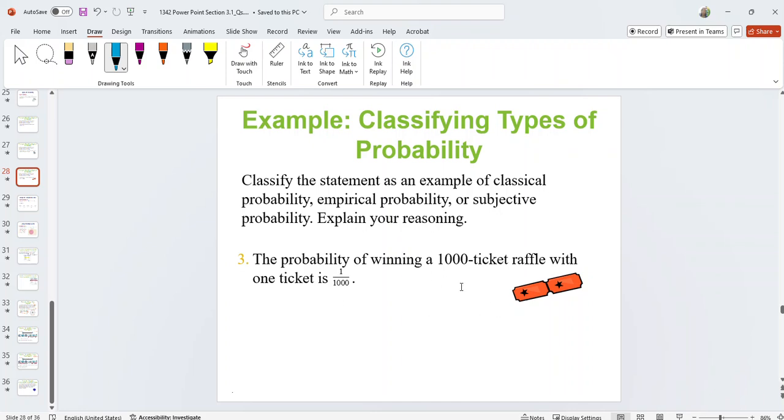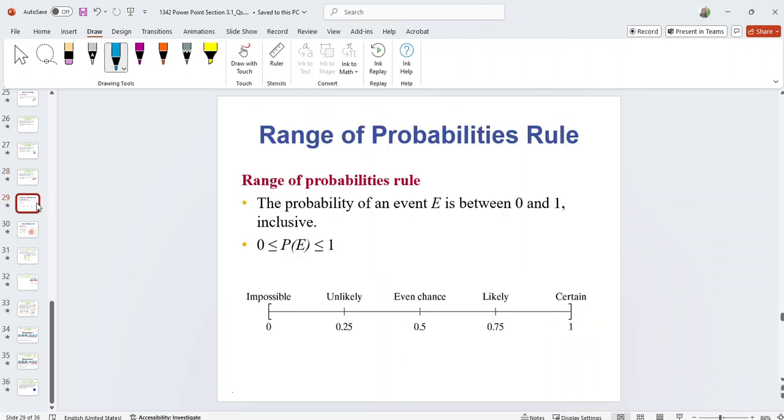Okay, so this one is probably the easier one to identify, because it's based on theory that way. Okay. We said earlier, probability, the range usually is between 0 and 1.